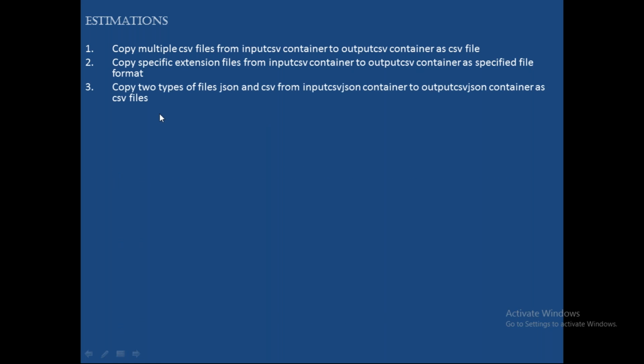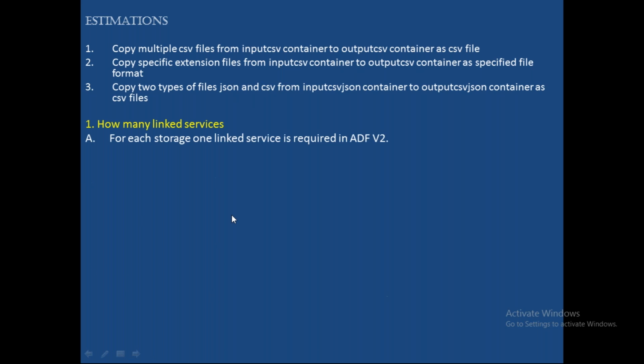That is also possible. Next, copy two types of files, JSON and CSV. You have two types of files in your input container, emp.json and cust.csv, and I am loading these two files into an output container in CSV format. In this case, your JSON file will be converted into CSV. These three scenarios you can handle with a single pipeline, with minor changes, very small changes that you need to make in the pipeline.